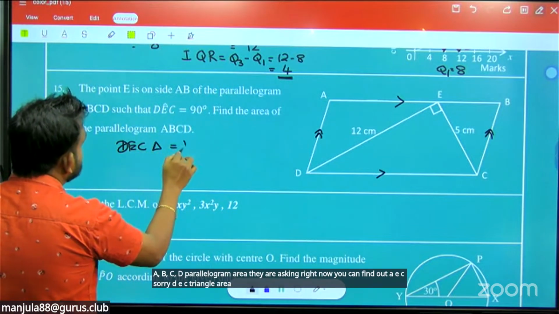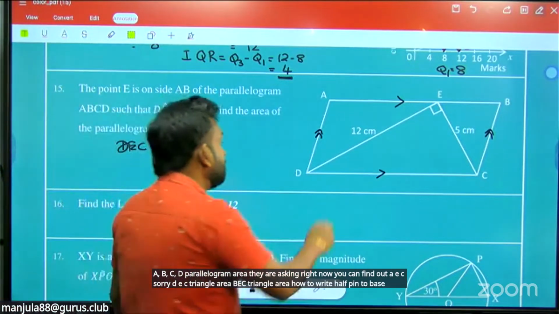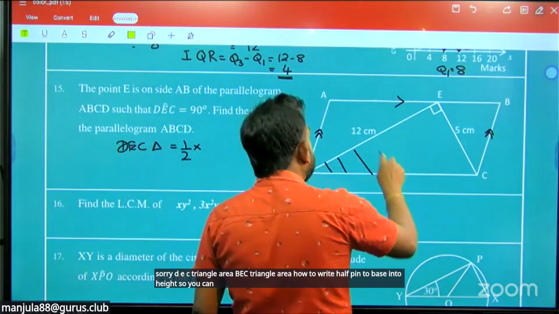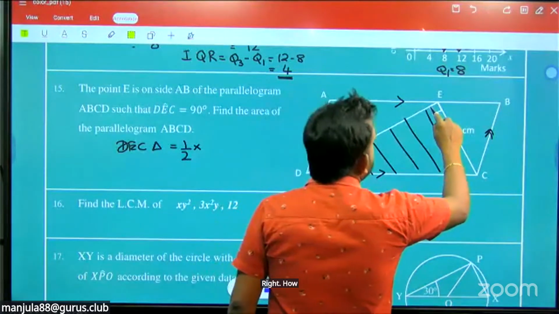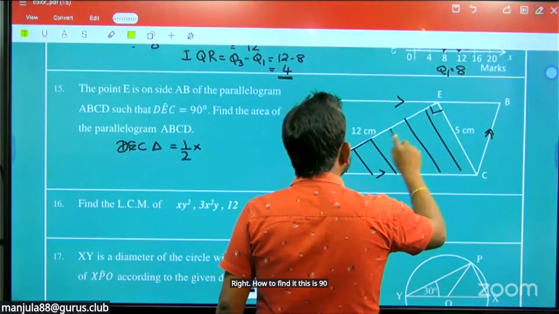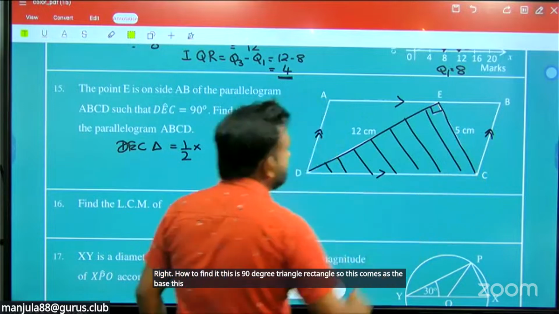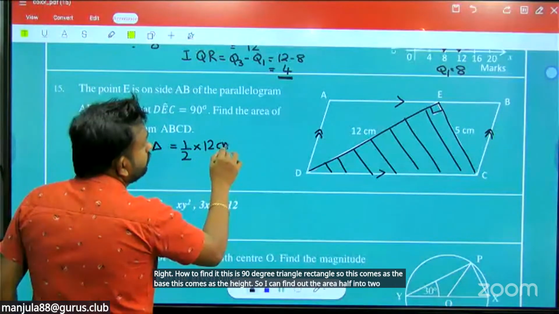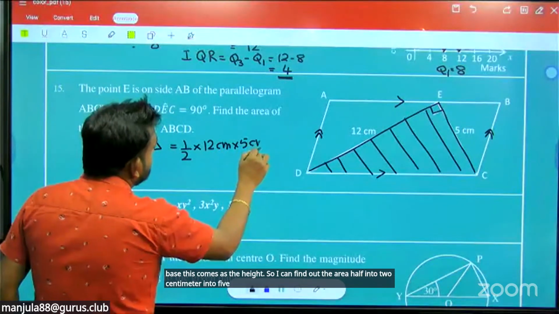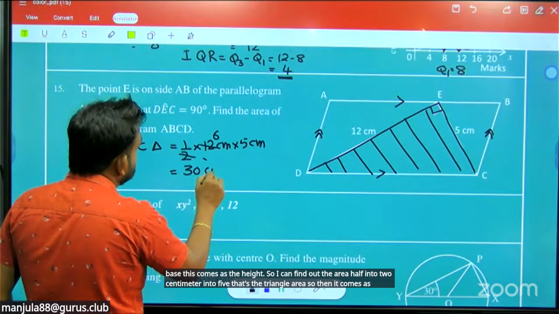DEC triangle area, how to write? Half into base into height. So you can find out this triangle area, right? How to find it? This is a 90-degree triangle, right angle. So this comes as the base, this comes as the height. So I can find out the area: half into 12 centimeter into 5. That's the triangle area. So then it comes as 6 into 5, 30 square centimeter.